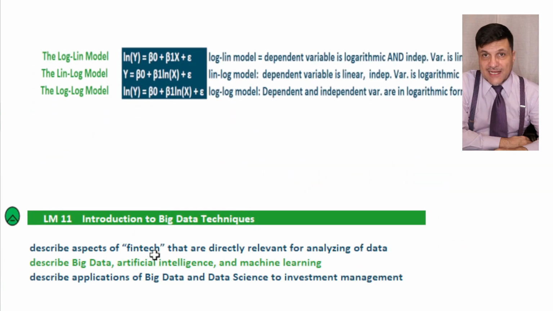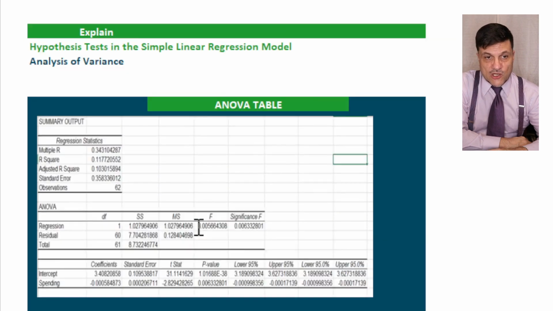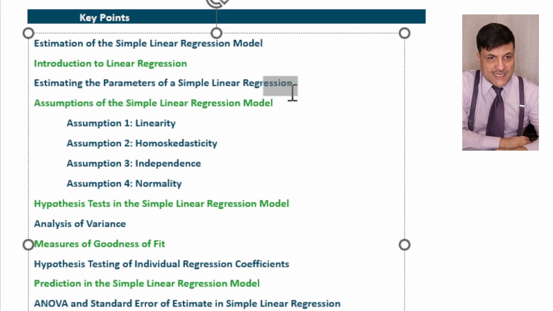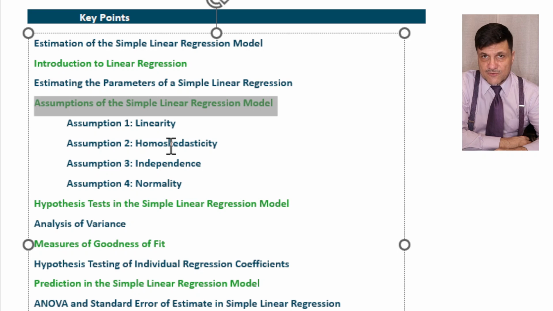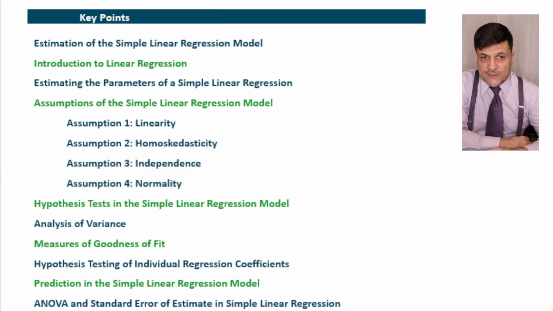The next video is going to be the last one, intro to big data analysis, but let's do a recap on linear regression, because there are a lot of points we discussed here. So I'm going to go through the key points. Estimation of the simple regression model. I don't think you need to worry about estimating the parameters, but know what they are and the idea behind linear regression. The assumptions of linear regression: linearity, homoscedasticity, independence, and normality. By the way, assumptions 2, 3, and 4 are related to the error term.